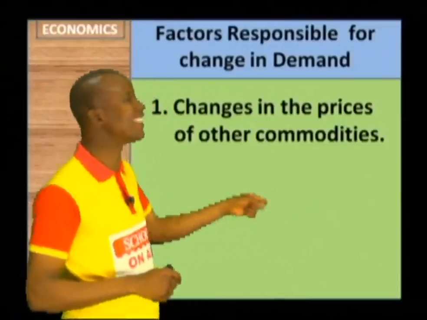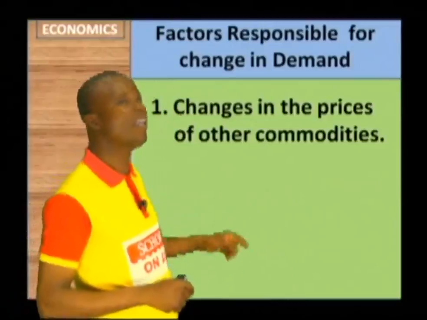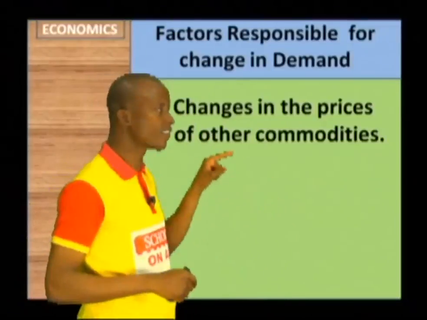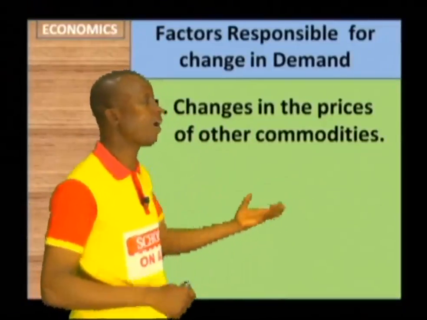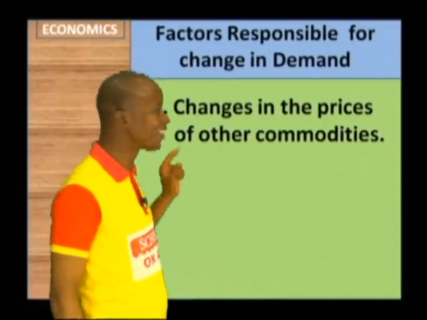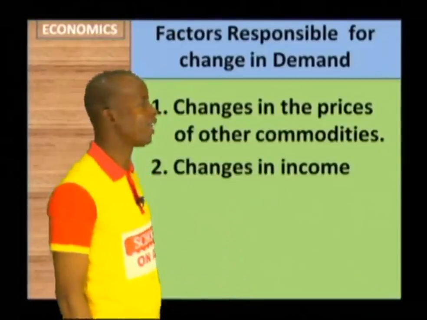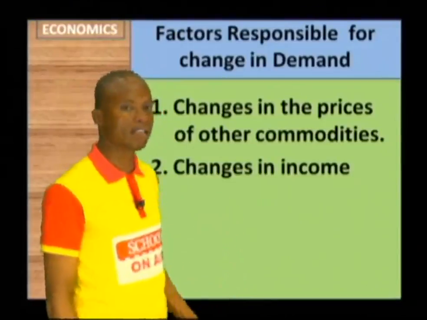But because of the decrease in the price of a substitute of beef, the demand for beef is reducing. So that is how changes in the price of other commodities could facilitate a change in demand. What other factor could bring about a change in demand?